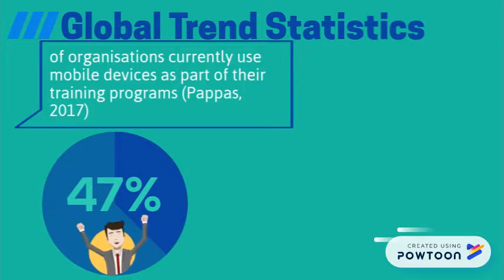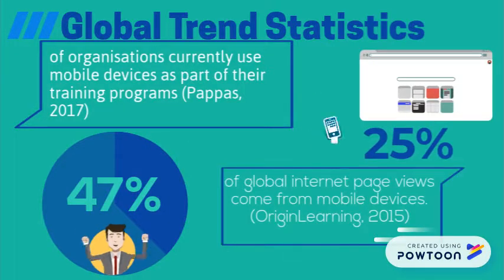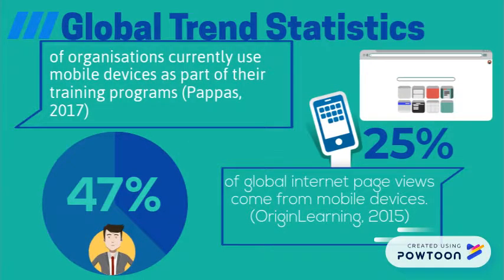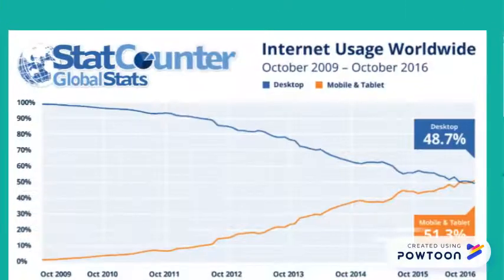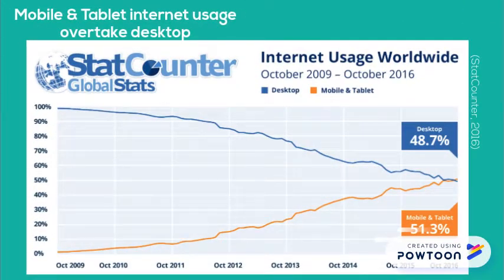Education of the general public is also addressed in the statistic that 25% of global internet page views come from mobile devices. These stats are in an upwards trend, and this is supported by the graph showing internet usage worldwide comparing mobile and tablet to desktop. This graph shows that as of October 2016, global internet usage is now predominantly mobile devices.